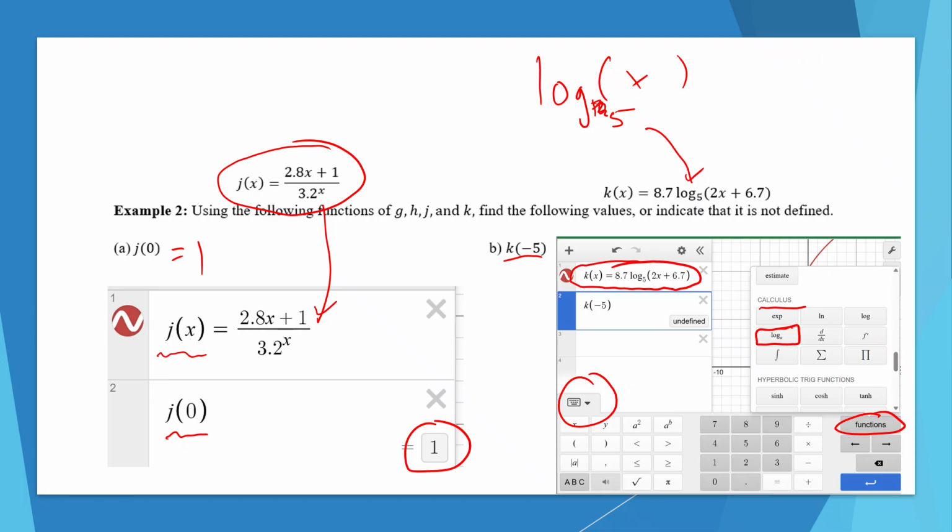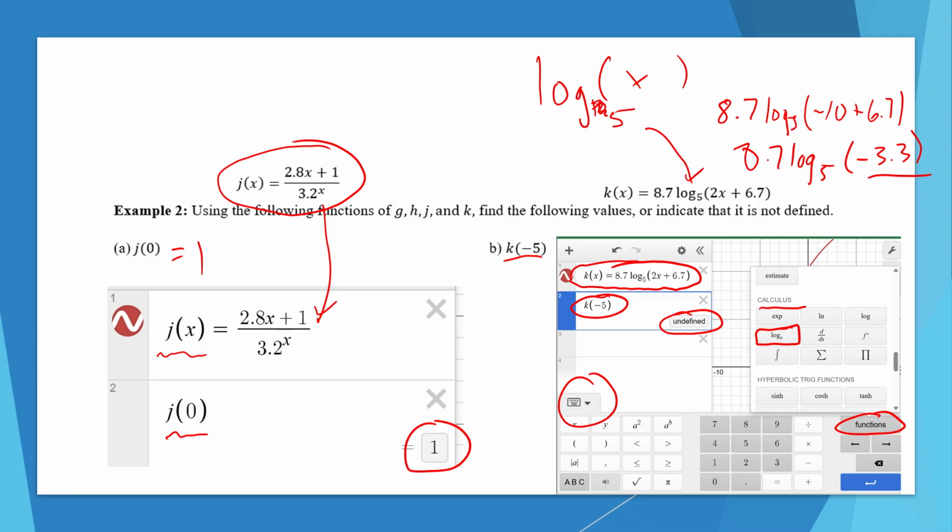In this case, I typed in k of x, and then I typed in k of negative 5, which is undefined. So just be prepared to see that. This is undefined because if we plug in negative 5, we get 8.7 log base 5 of negative 5 times 2, which is negative 10 plus 6.7. This is negative 3.3, and you can't take the log of a negative number. So that's why it's undefined. So sometimes you will see that. I've seen it happen on AP exams before, so just be prepared for that.